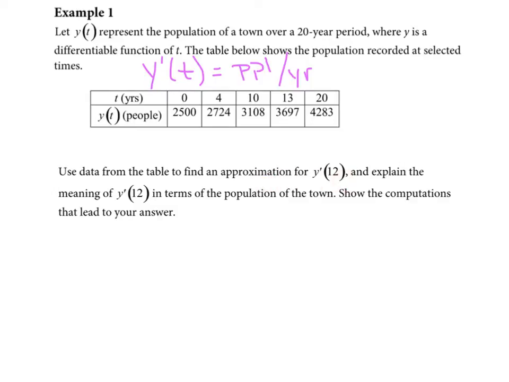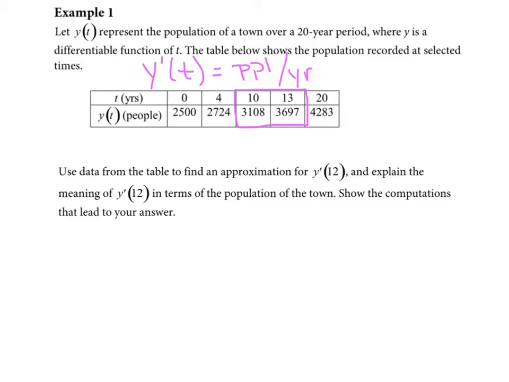Okay, so now what we want to do is find an approximation for y prime of 12. Of course, we'd love to get the instantaneous rate of change at 12, but we don't have enough information in this table. So the next best thing, if we can't do a tangent line at 12, we're going to do a secant line from 10 to 13 because the 12 roughly falls in the middle of that interval. So I want you to lock in on this interval right here.